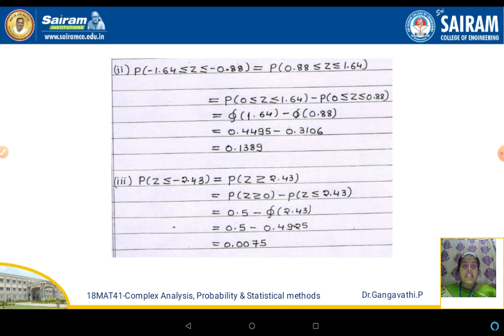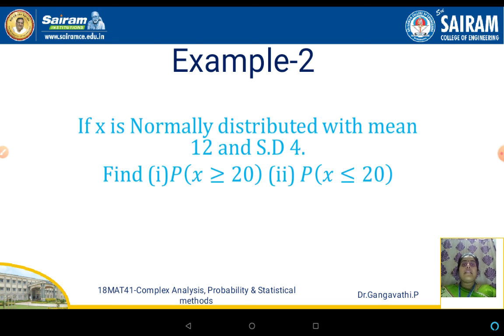We have to move vertically downward till you get 2.4. At 2.4, move horizontally till 0.03. On doing this, you get 0.4925. On subtracting 0.4925 from 0.5, we get 0.0075. This is with respect to the third subquestion which has been asked us to evaluate in example 1. So similarly, let us solve another example, which is example 2.